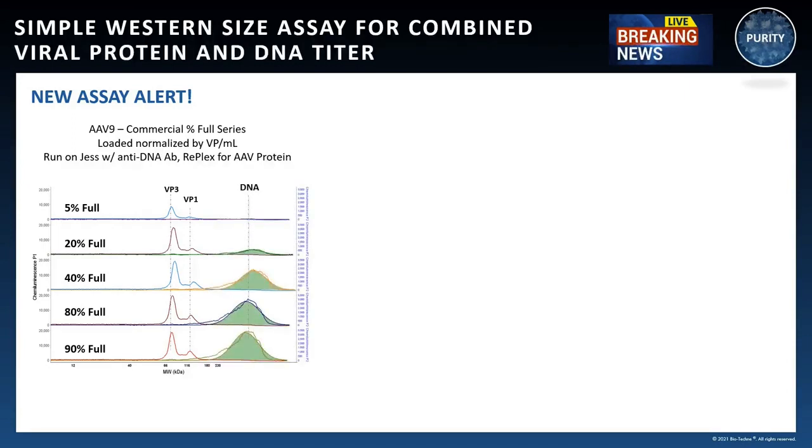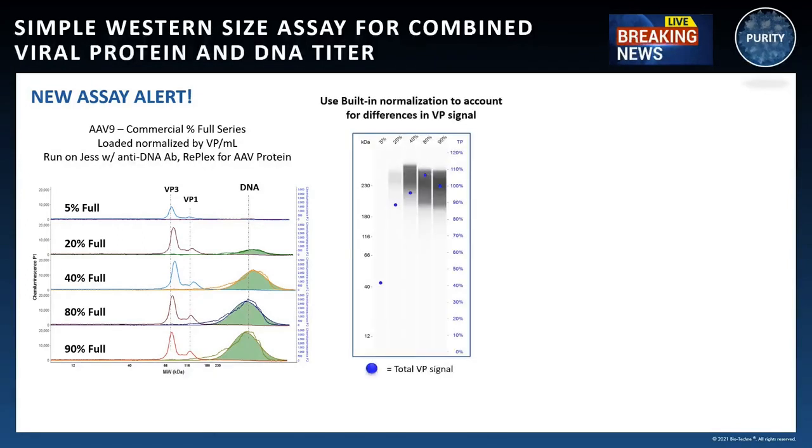Next, let's look at our lane view with our built-in normalization to account for the differences in VP signal. Displayed on each lane is a blue dot. The 20 to 90% full samples all have VP signal within 10% of each other, while the 5% is about 60% lower for viral protein signal.